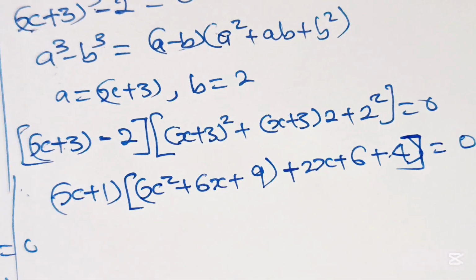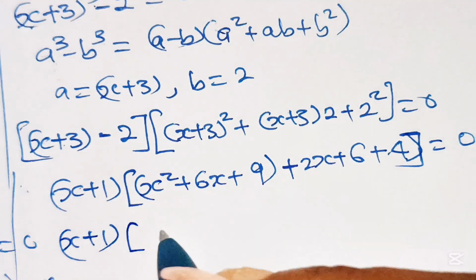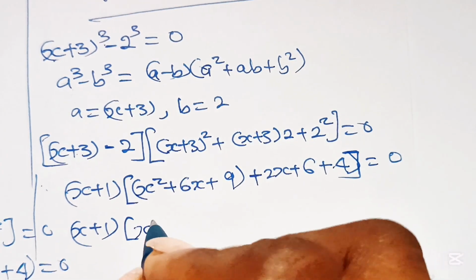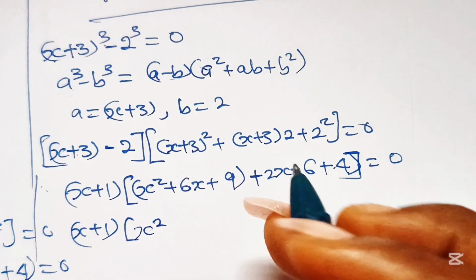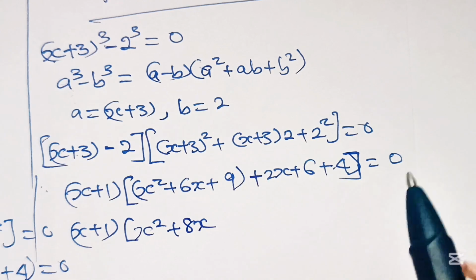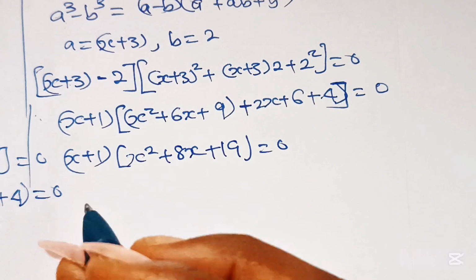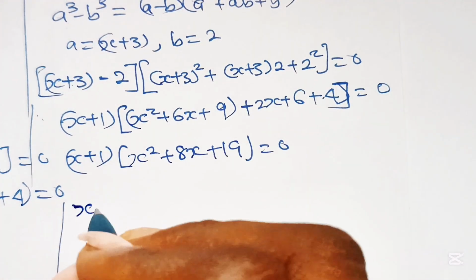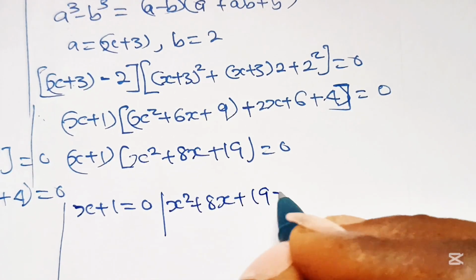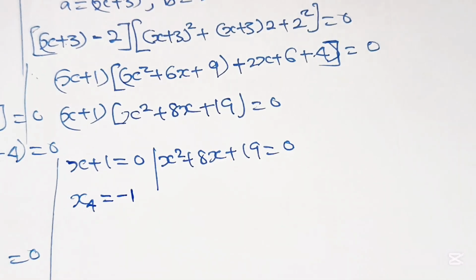Now we have x plus 1 into, so let's collect like terms. x squared doesn't have a like term, so write it like that. Now plus 6x plus 2x is plus 8x. 9 plus 6 is 15, and 15 plus 4 is 19, so you have plus 19 is equal to 0. That means that from here we can see that x plus 1 is equal to 0, and x squared plus 8x plus 19 is also equal to 0. So from here we can see the first value of x is minus 1.